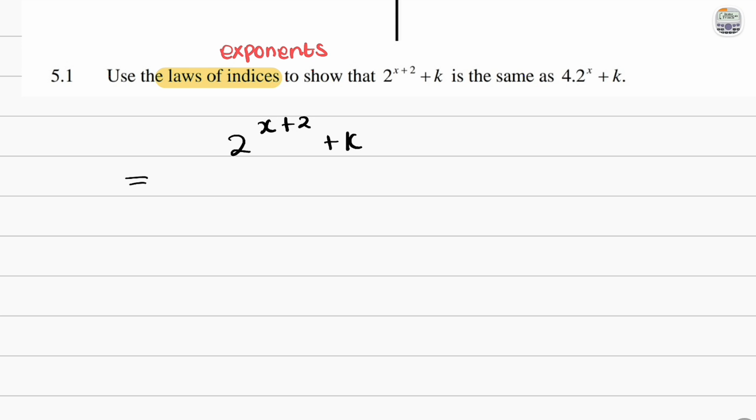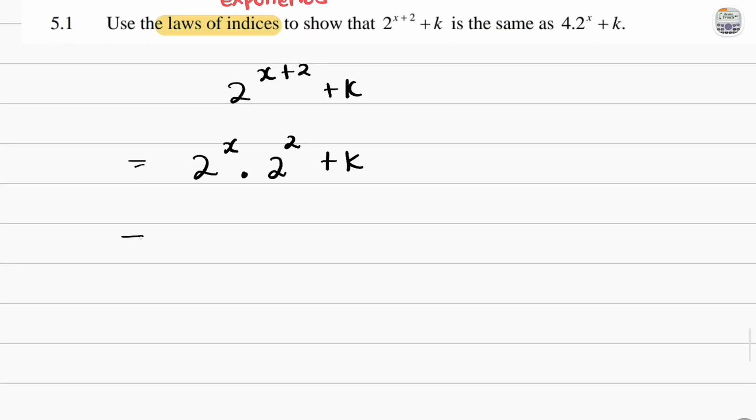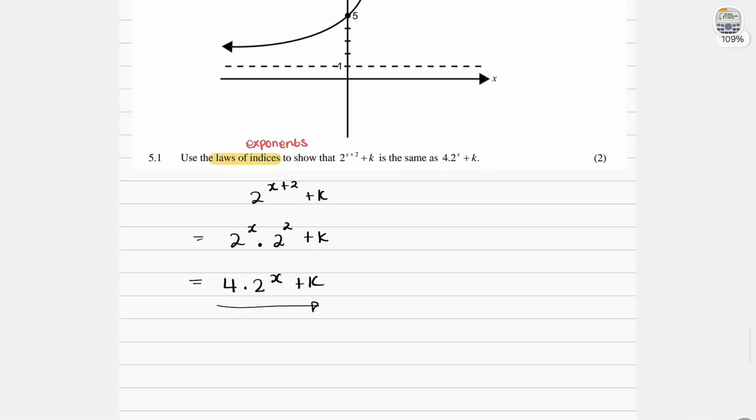And in question 1, you would have seen how we do that. You simply just say 2 raised to the power of x, and then ask yourself, what do you multiply to this so that this can look like that? Well, you must have added an exponent to it, meaning it was being multiplied by something with the same base. So it's 2 raised to the power of 2, and then we have plus k, and just simplify. So 2 to the power of 2 is 4, so that's 4 multiplied by 2 to the power of x plus k, and there we go. Okay, so that is it for that question.